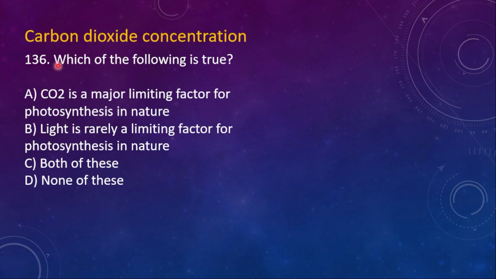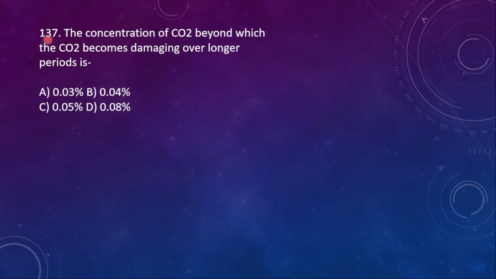Carbon dioxide concentration. 136. Which of the following is true? A. CO2 is a major limiting factor for photosynthesis in nature. B. Light is rarely a limiting factor for photosynthesis. C. Both of these. D. None of this. Here the right option is C. 137. The concentration of CO2 beyond which CO2 becomes damaging over a longer period is 0.03%, 0.04%, 0.05% and 0.08%. Here the right option is C, 0.05%.